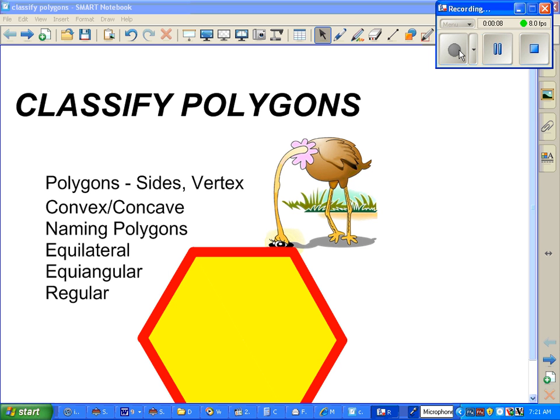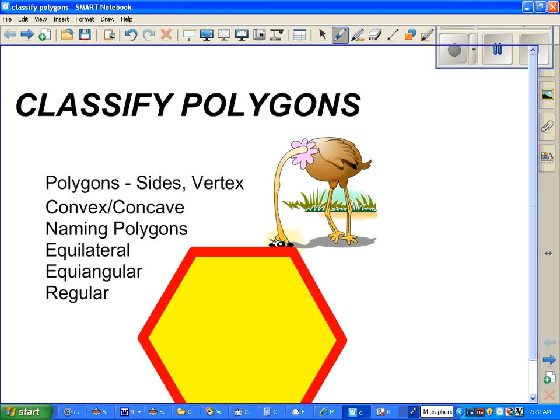We'll get into what polygons are and classifying them. You'll get into what we mean. We're naming them and just going through here. Polygons and their pieces and parts. Concave and convex. Naming polygons. Equilateral, equiangular, and regular. We're going to go through all those things, what they mean, how we use them, as they deal with polygons. Okay, so let's go ahead and get started.